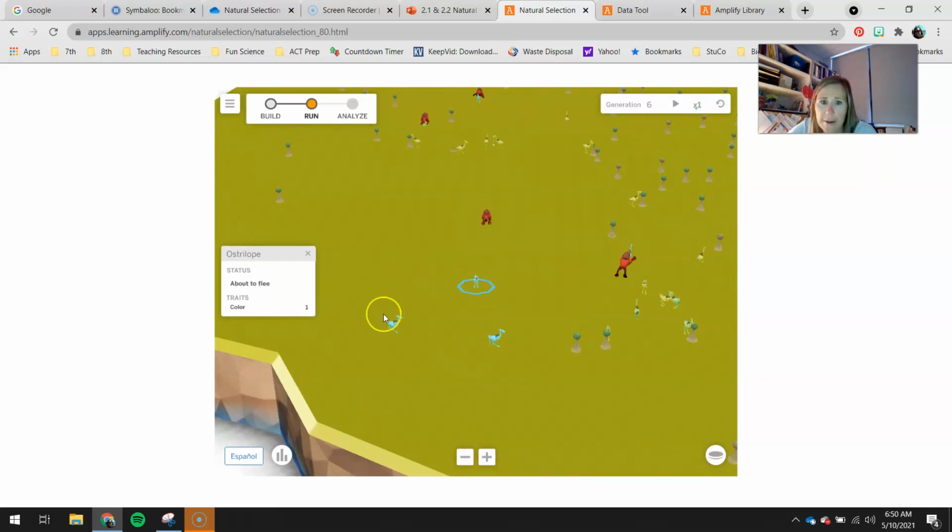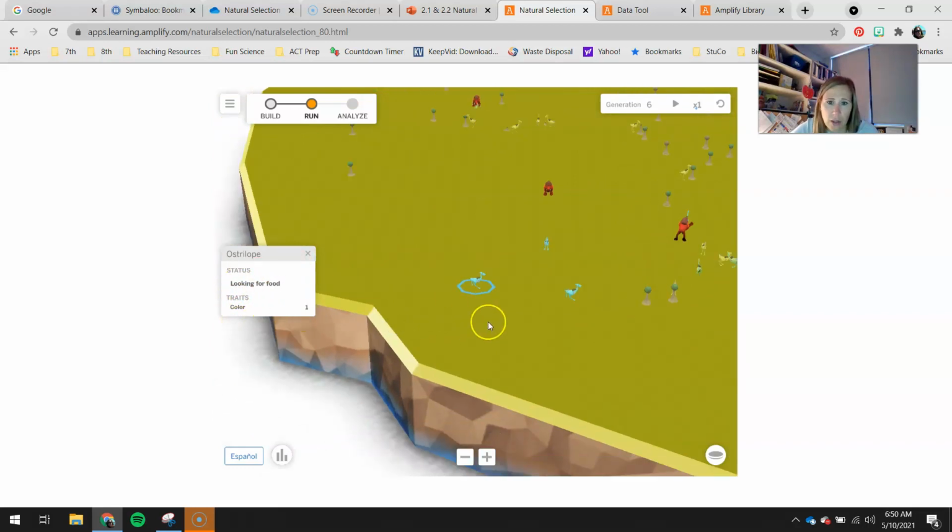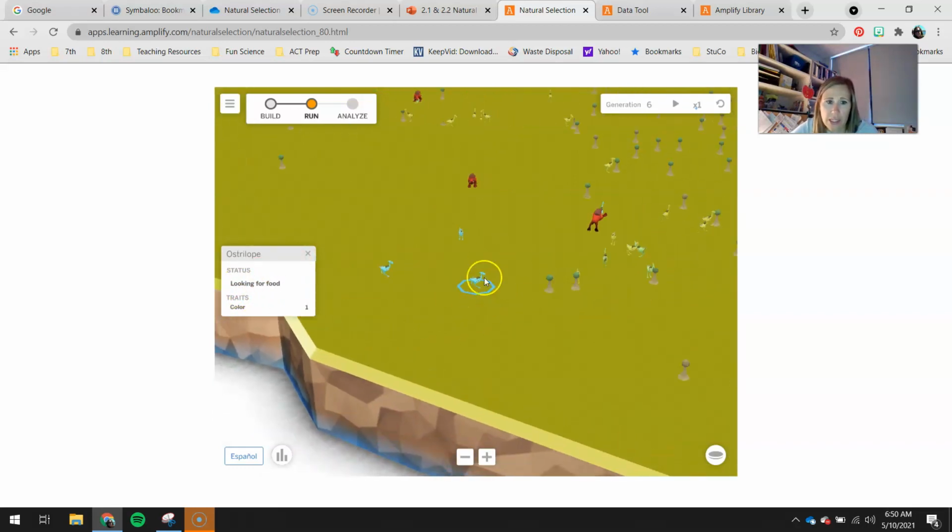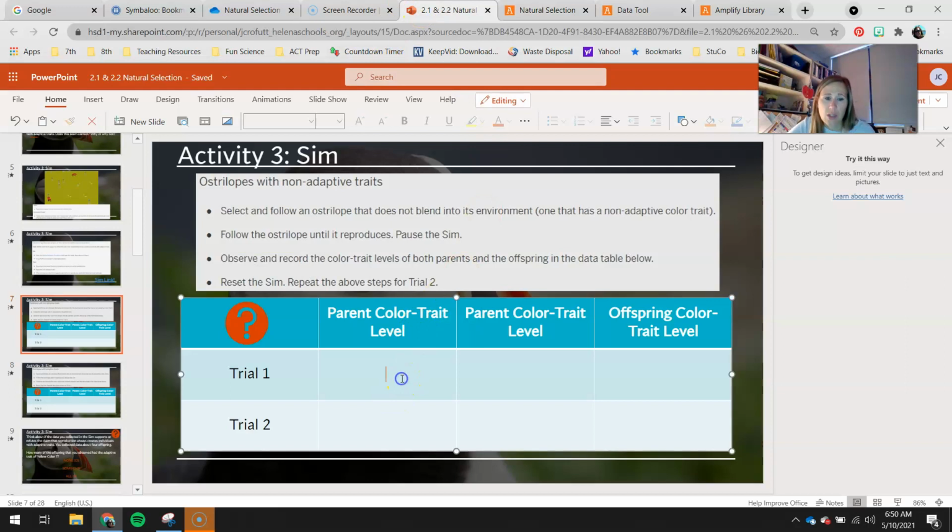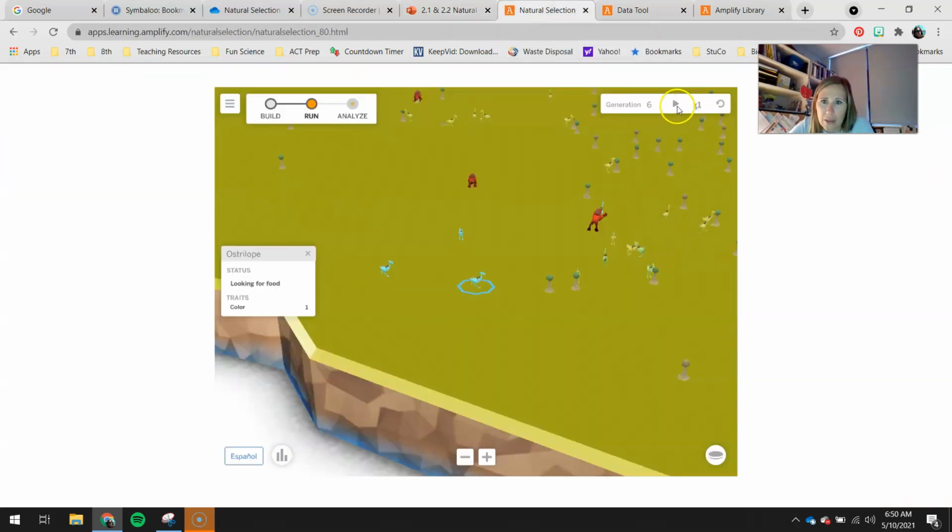So these two were the parents. This australope right here is color trait 1. This one is also color trait 1. And notice they had a baby that was color trait 1. So trial 1, I would do color level was 1. Color level was 1 here, and their offspring was also a 1. So notice that it didn't have the yellow 7 color.